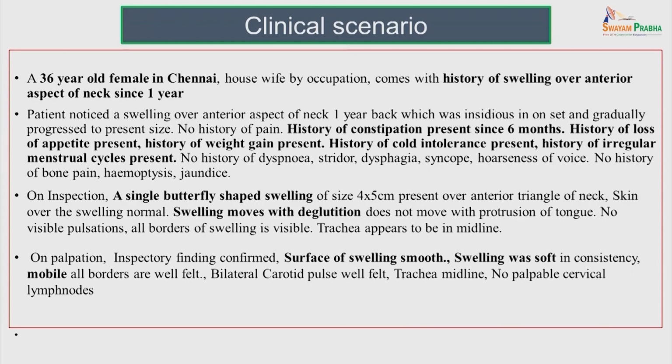A 36-year-old female in Chennai, housewife by occupation, comes with a history of swelling over the anterior aspect of neck since 1 year. The patient noticed a swelling over anterior aspect of neck 1 year back, which was insidious in onset and gradually progressed to present size. There is no history of pain, but she gives history of constipation present since 6 months.